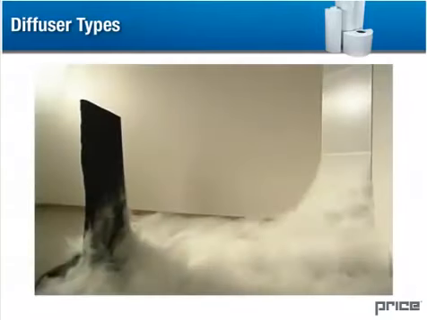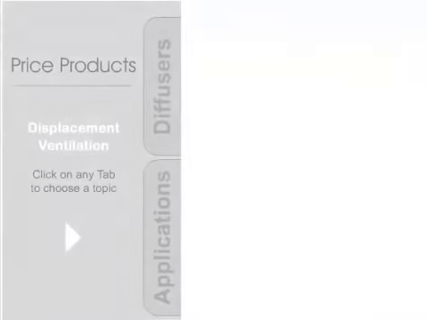Air is delivered in a cool layer approximately 2 to 3 inches thick that floats deep into a room, displacing the warmer, contaminated air above it. In this interactive section, you have the unique option of approaching Price's displacement products in 2 ways. By clicking on the Diffusers tab, you can view all of Price's diffusers in a mini catalog, or click on Applications to see the diffusers being used in different locations.